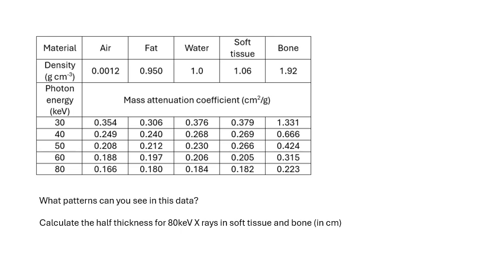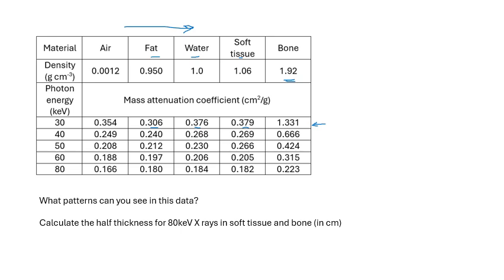Okay, so patterns in the data. Obviously, from air to bone, the density is increasing. The density of fat and water and soft tissue is about the same. Obviously, bone is much more dense. For any particular photon energy, you will notice that for fat and water and soft tissue, there's very, very little difference between them. However, for bone, it's much, much bigger. And that basically means that bone is going to absorb lots of X-rays.